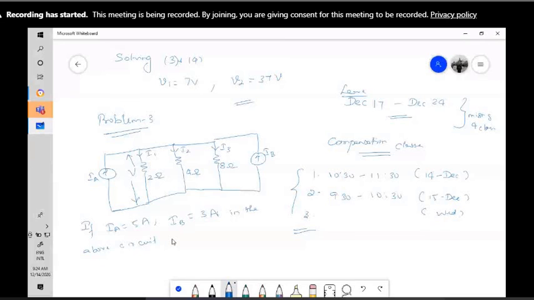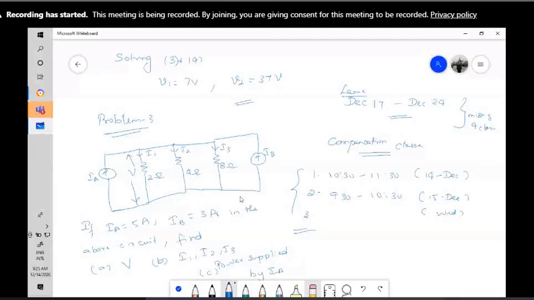You need to find the currents I1, I2, I3, and then the third thing that you need to find is the power supplied by IA. Now, this is the question. We can do it in the 10:30 class.